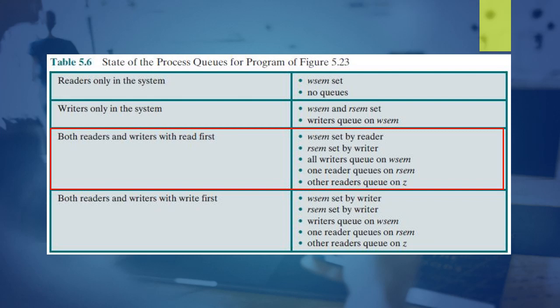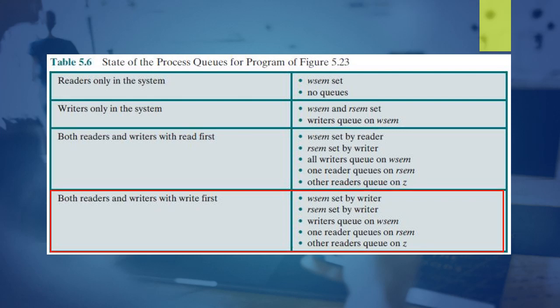When the first reader finishes reading, the writers are allowed to write mutually exclusively. The last writer unblocks the reader on RSIM. This unblocked reader invites all readers queued in Z to come read with it.